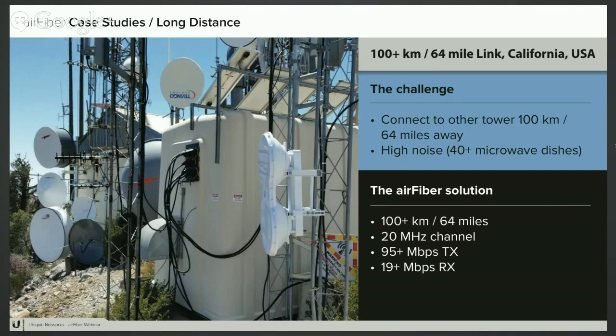To add to the challenge, there were also 40 microwave dishes, essentially creating an incredibly high noise environment for one of the tower locations. But AirFiber stepped up, and as a result, they were able to reach the other tower location. They achieved it with 20 megahertz of channel, and they were able to get just under 100 megabits per second for the transmit and just under 20 megabits per second for the receive.